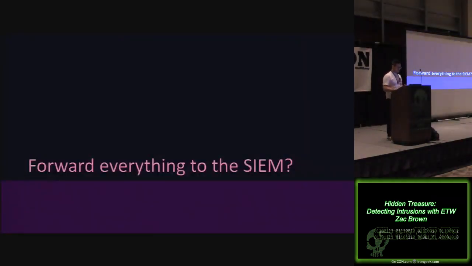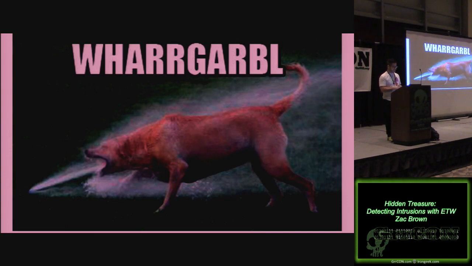So what do we do? Do we forward everything to the SIM, turn on all 1100 providers? I've kind of already hinted that the answer to that question is no, because it ends up looking like this. And this is basically your SIM on unfiltered ETW, and that looks horrifying because the dog looks red in this picture up there. But I do love this picture because it does embody everything about a lab. My black lab, this is how he lives life.